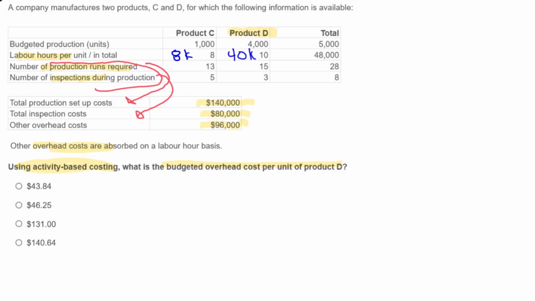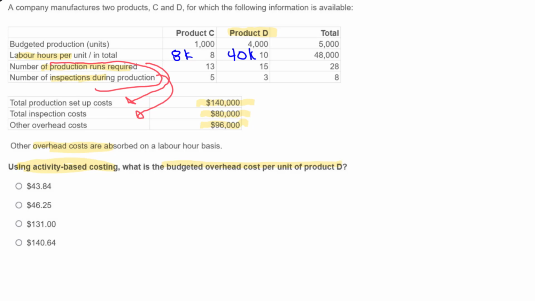Now, that makes sense. 8 plus 40 is 48. That's where that 48 comes from. Once we clear that hurdle, the rest of it is straightforward. So we are now going to assign the overheads to the product D.